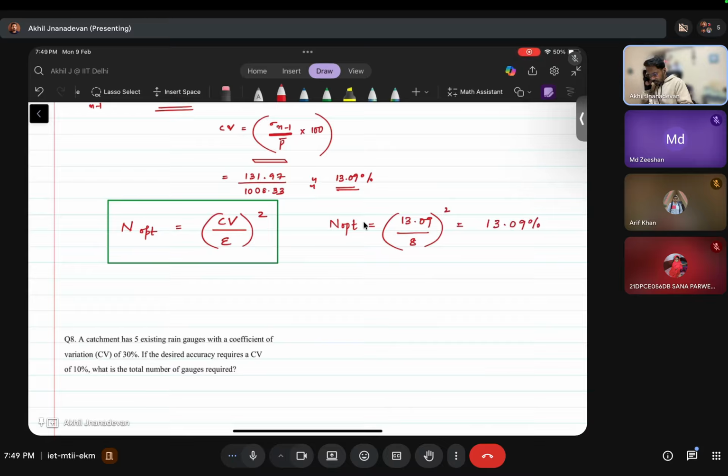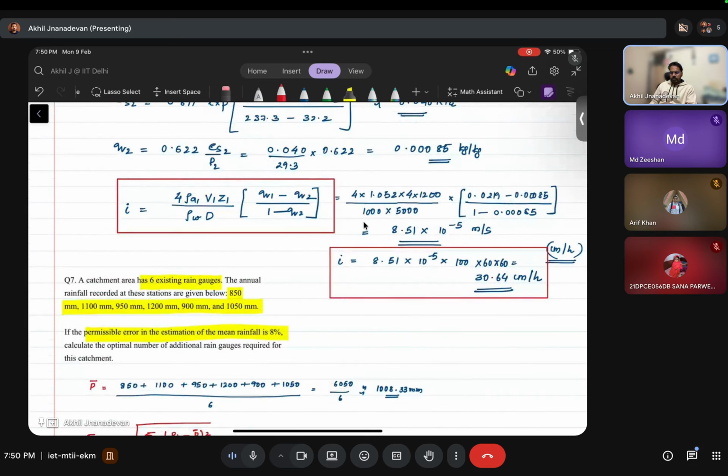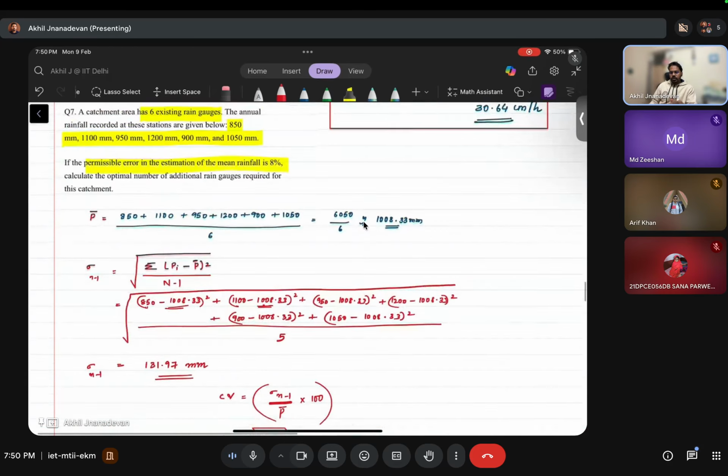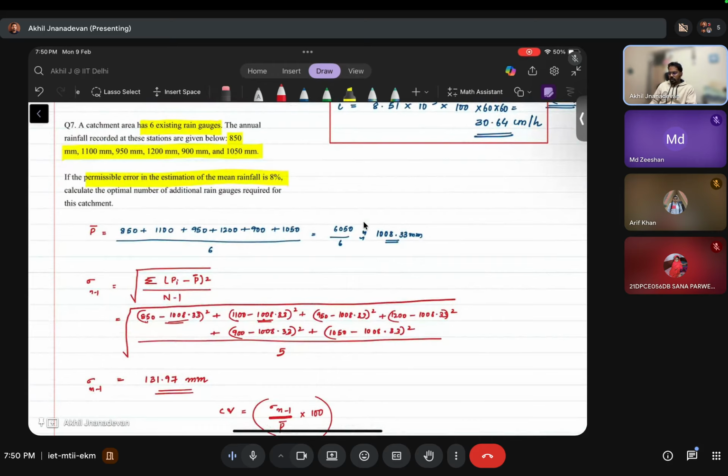No, sorry, it will be coming around 2.68. We should always round it to the next number because these are numbers of rain gauges. So we always have to round off to the next whole number. So we will round it off to 3. So this particular catchment requires only 3 rain gauges. If the permissible error is 8, only 3 rain gauges are enough. But we have already provided 6 rain gauges in the question. The question they are asking is how many more rain gauges are required. There is no need for additional rain gauges. It is more than sufficient.